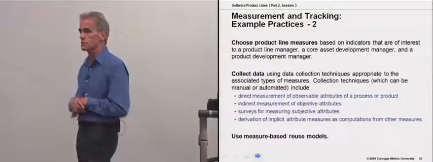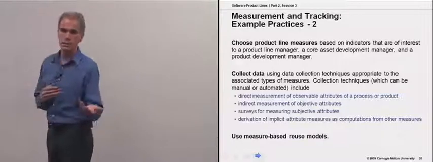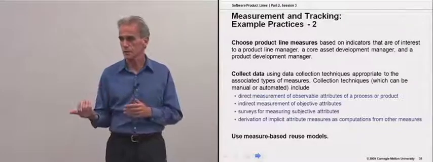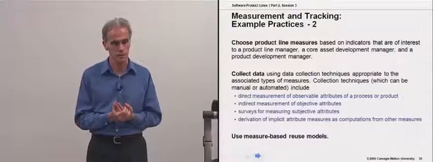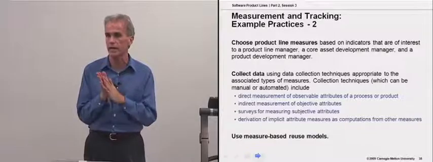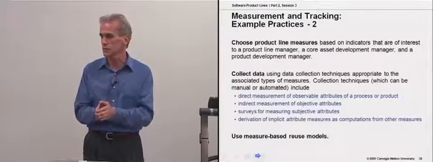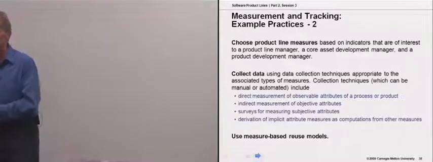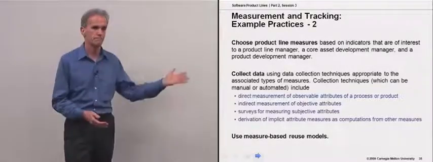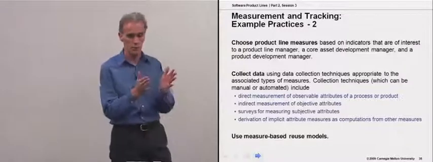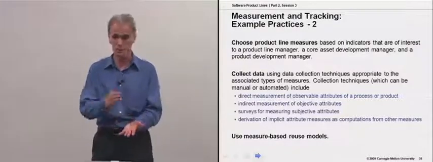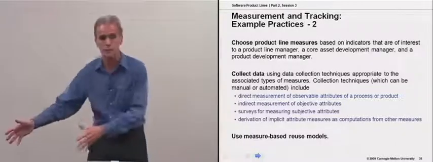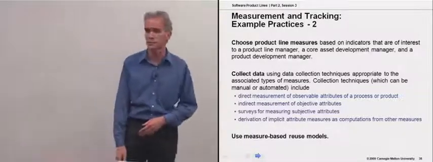So you need to choose those measures based on things of interest to core asset management, product management, and product line management. And you need to make sure that they are not so expensive and so burdensome to the people collecting them that they will bypass the whole measurement program because, well, we simply can't take these measures right now because we're in a test and integration crunch. So the effectiveness of the core asset, okay, we'll get to it later, and later never comes.